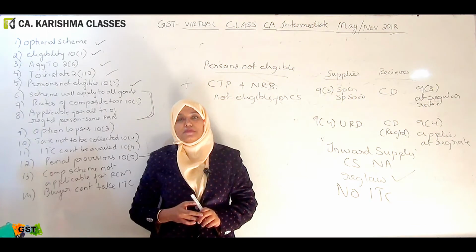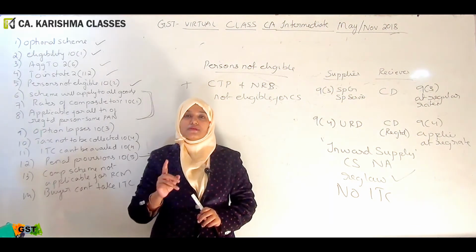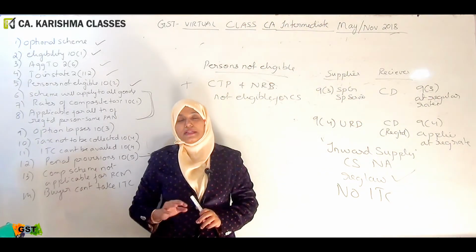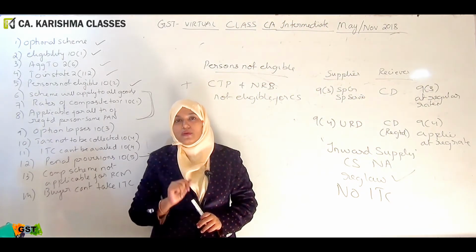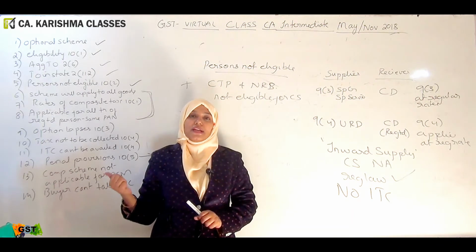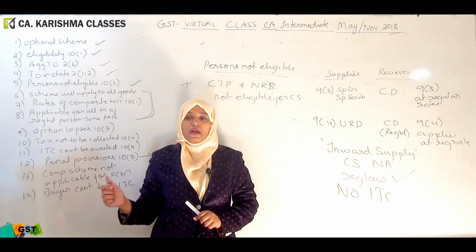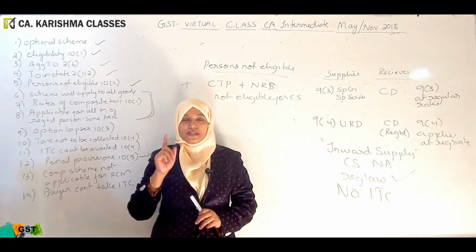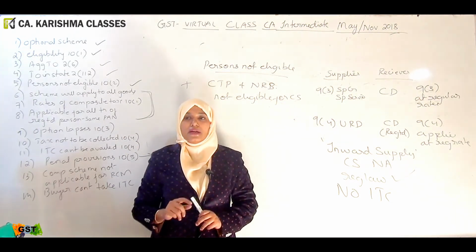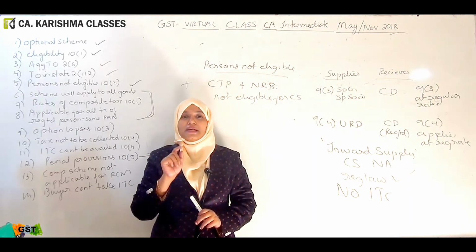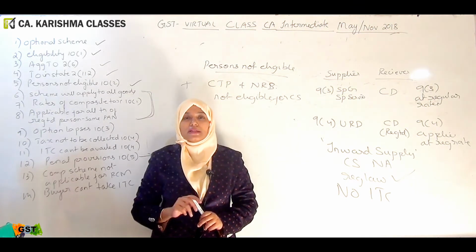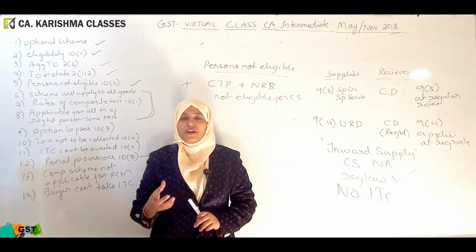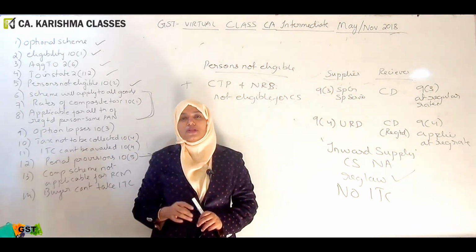A casual taxable person is a person who does not have a fixed place of business in a state, but is supplying goods. How? Now we have this industrial exhibition going on. When this exhibition is going on, we find suppliers from across the country. Somebody is coming from Kashmir, somebody from Kolkata, Banaras. They are selling their own products here. For 40-45 days they are here in this exhibition.